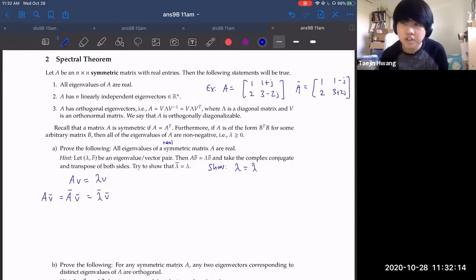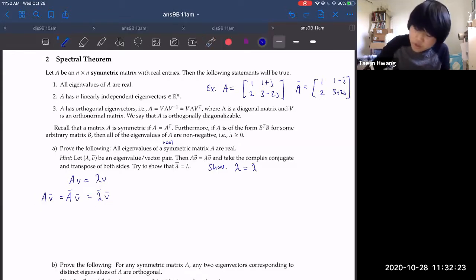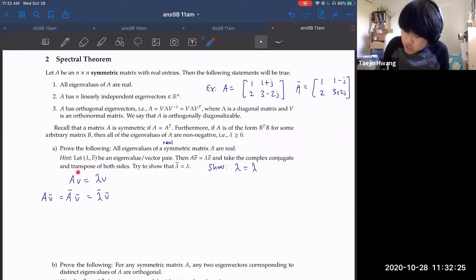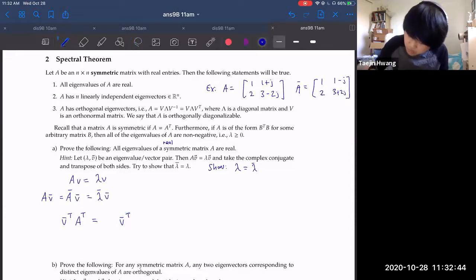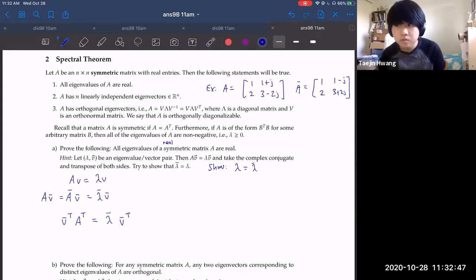The vectors aren't necessarily guaranteed to be real, so we can say that A V bar is equal to lambda bar V bar. And then the next thing the hint tells us to do is to transpose both sides. So if we take the transpose of both sides, then we're going to end up with V bar transpose A transpose is equal to V bar transpose times lambda bar, since lambda is a scalar, we can pull that out. And from here, we might need to think about what to do now.